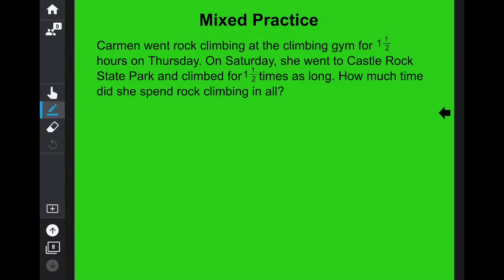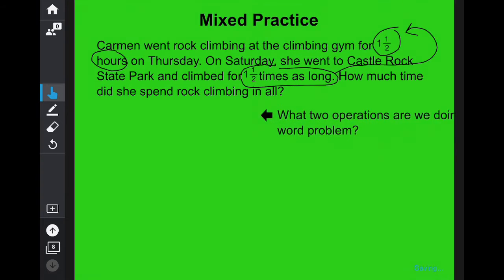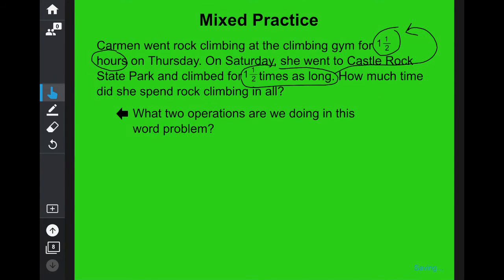So first she climbed at the gym for 1.5 hours. And then she went to the park and she climbed 1.5 times as long. So times as long as 1.5. How much time did she spend rock climbing in all? So we need to figure out how much she climbed in all. So I have a question. What two operations are we doing in this word problem?